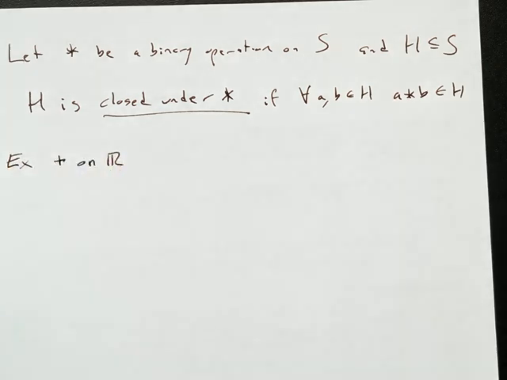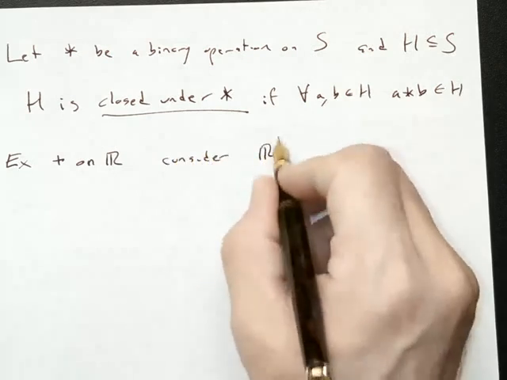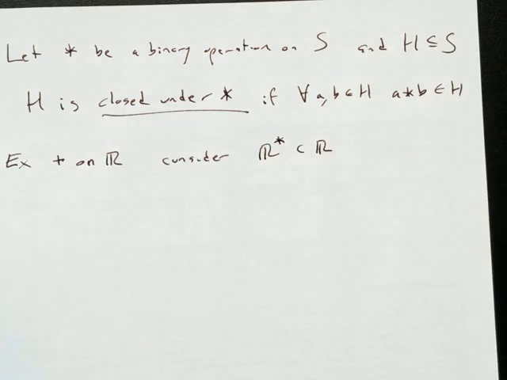Addition on the real numbers, perfectly well defined. I add any two real numbers, I get another real number. But let's consider that subset R star. This is from Tuesday. What's the star mean? You want non-zero elements. Non-zero.